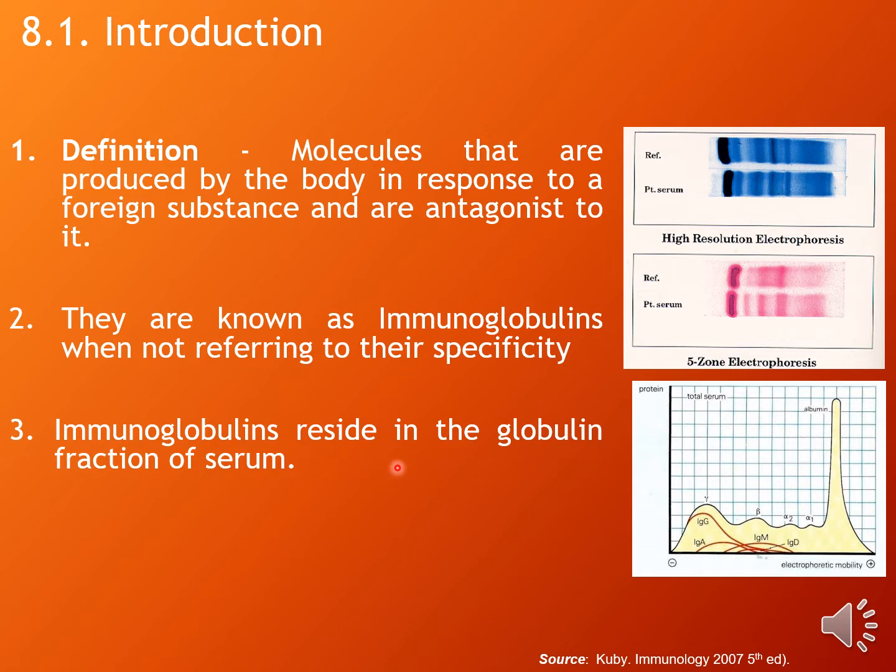These immunoglobulins are found in the serum, and if we can see here the electrophoretogram, this represents the different forms of proteins in the serum. So we have albumin, alpha 1, alpha 2, beta, and then the gamma globulins. Gamma globulins is another word for immunoglobulins.